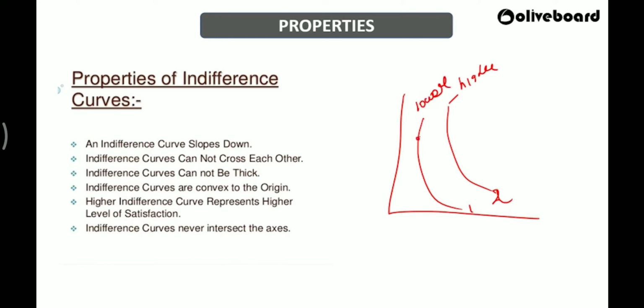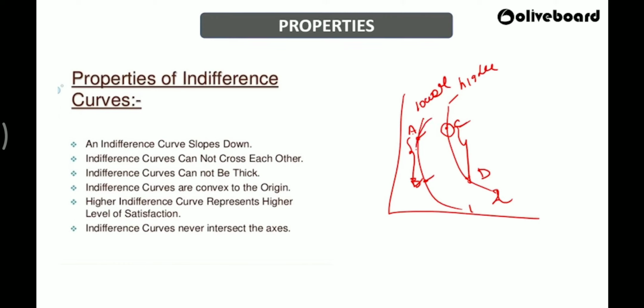And this is the lower indifference curve. Now here combination A, combination B, here combination C, combination D. If you choose A or B, it doesn't matter, it gives you the same level of satisfaction. If you choose C or D, it doesn't matter, it gives the same level of satisfaction. But when you choose between A and C, definitely you will choose C, because it gives higher satisfaction, because this is the higher indifference curve.